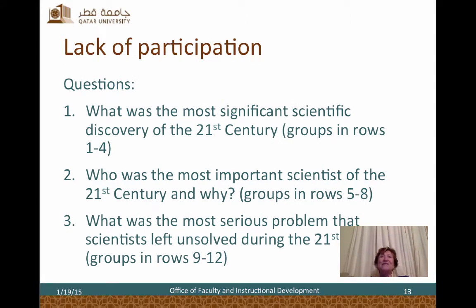Another way you can do it is to have multiple questions and have different groups consider different questions. For example, I set this up so that rows 1 through 4, all of these groups, you're going to be talking about question 1, and I will be picking groups to give me the answer. All your groups in this section are going to be talking about question 2. All the groups in this part of the room are going to be talking about question 3, and I will be calling on groups for answers. That gives a lot of discussion. And then when you start calling on answers, you've got answers for all 3 questions and everyone participated.